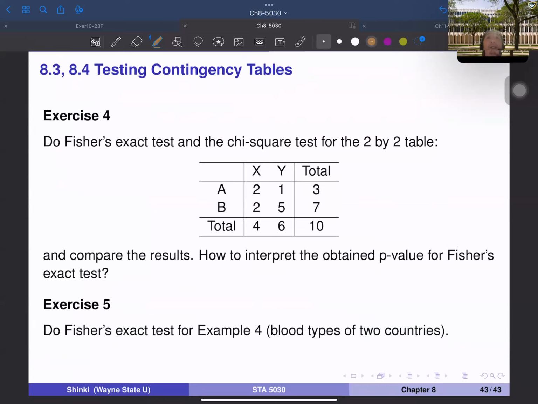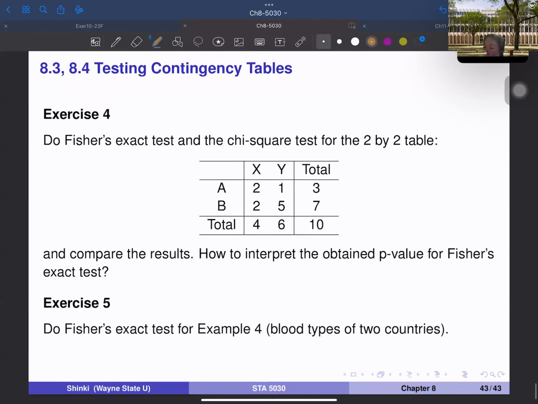But okay, I got one question. In what real life application would Fisher's exact test be useful if it can only take small samples? Yeah, that's a good question.